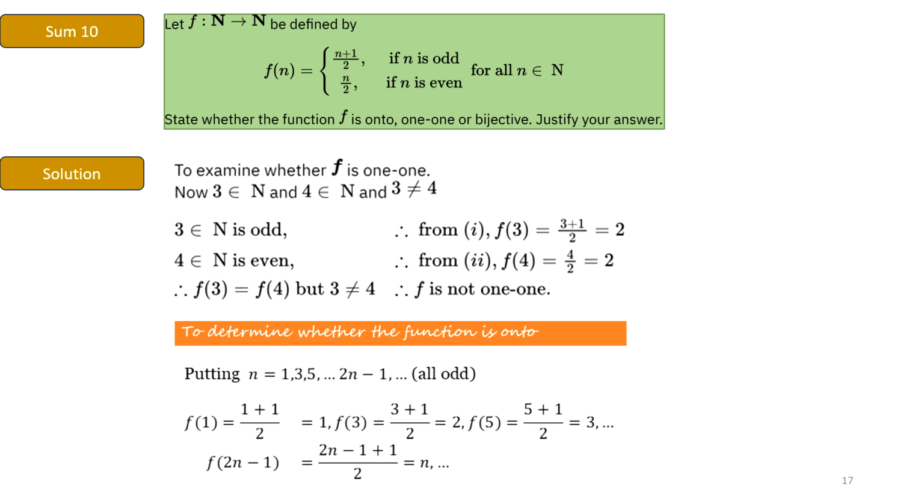As shown in the slide, if we put n equals 1, 3, 5, and eventually the set of all odd numbers, f of n is the set of all natural numbers, which implies the range of the function and the codomain of the function are equal. This is a condition which satisfies for the function to be onto.